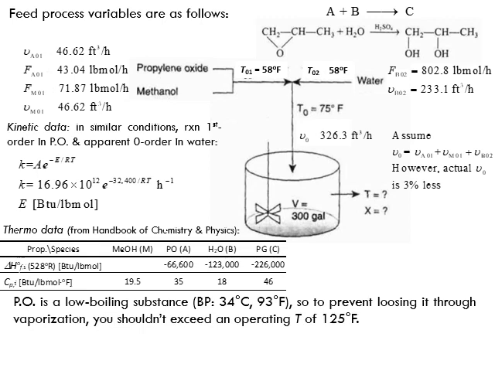Propylene oxide is a low boiling substance. Wow, the normal boiling point of propylene oxide is only 34 degrees C, a very low boiling point. So to prevent losing it through vaporization, you shouldn't exceed an operating temperature of 125 degrees Fahrenheit. So the temperature inside the reactor should not exceed 125 degrees Fahrenheit.